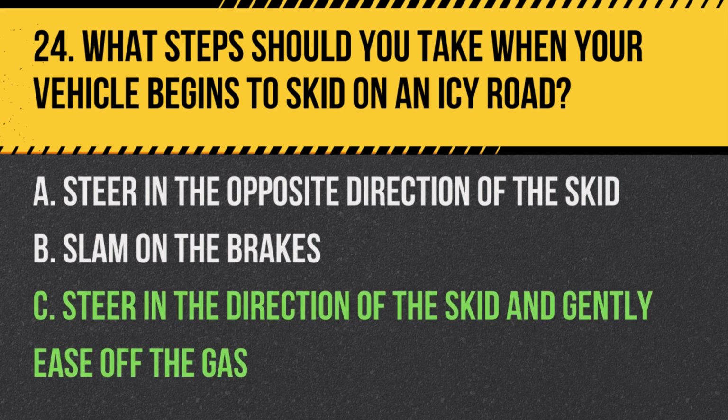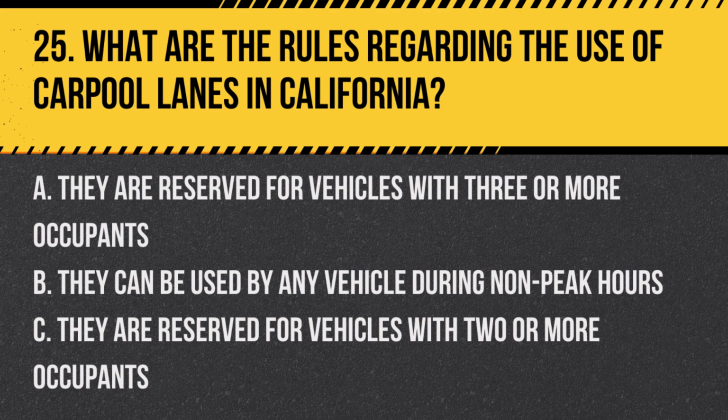Answer: C. Steer in the direction of the skid and gently ease off the gas. If your vehicle begins to skid on ice, steer gently in the direction of the skid and ease off the gas. Question 25. What are the rules regarding the use of carpool lanes in California?